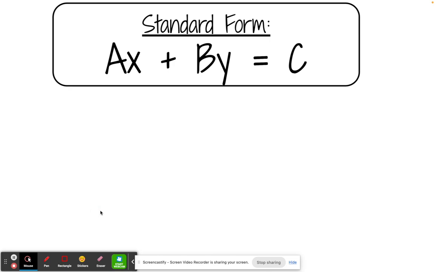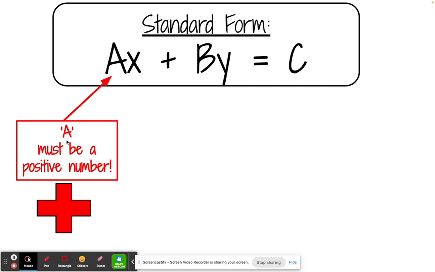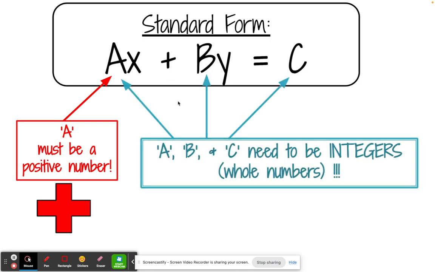Don't forget you can pause the video anytime you need to. This is what standard form of an equation looks like. You have a number times x plus a number times y, and that will equal another number. So in this case, our a, we want to have it as a positive number. We don't want a negative in front. We want this one to be positive.